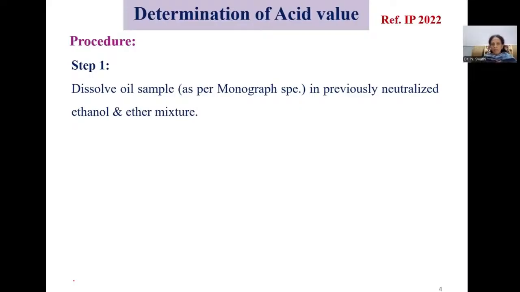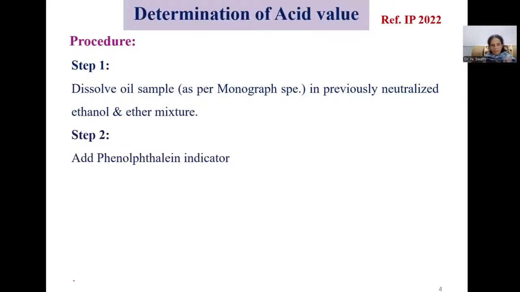Now, another important point here is that the free fatty acids which are left over as impurity in the given sample are what we want to determine in the acid value. So, if any acidic components are there other than the sample, they should be previously neutralized. That is the reason the solvent mixture that we are using in this experimentation, that is the mixture of ethanol and ether, should be neutralized first. Okay, so this previously neutralized solvent system will be used to dissolve the oil sample.